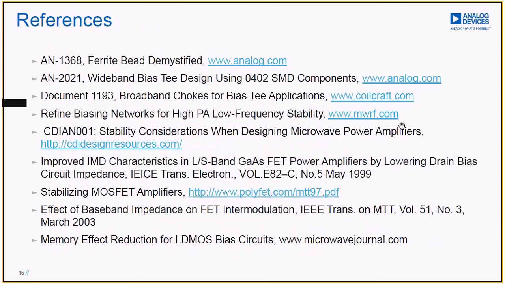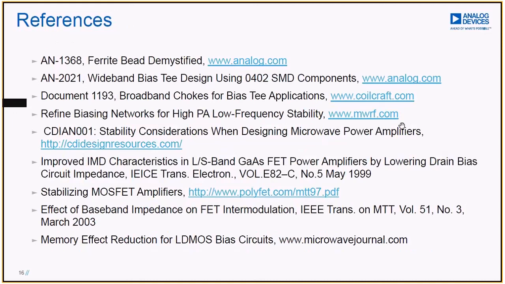I've tacked on a few references here. That first application note 1368 is a really good one. Ferrite beads are, I think, very misunderstood. They're wonderful devices, but they need to be used correctly and chosen correctly. There's a lot of different flavors and powders and mu and frequency behavior. So anyway, it's not a trivial thing to pick an appropriate ferrite bead or ferrite product in your bias network.